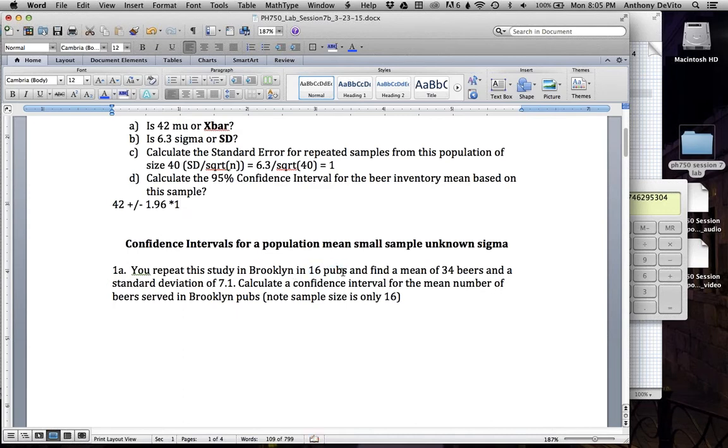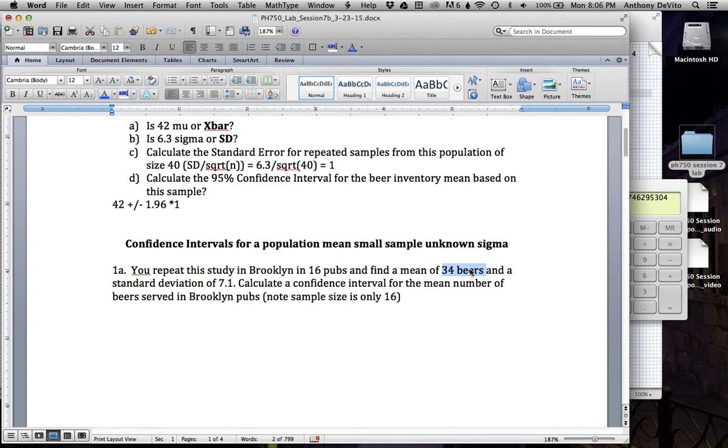You're only looking at Brooklyn now, you do it in 16 pubs. You find a mean of 34 beers. I first made this problem up a long time ago, and Brooklyn was kind of like a bridge and tunnel kind of area. Now Brooklyn's a hot spot. They probably got twice as many beers in bars in Brooklyn than they have in the ones in Manhattan, right?